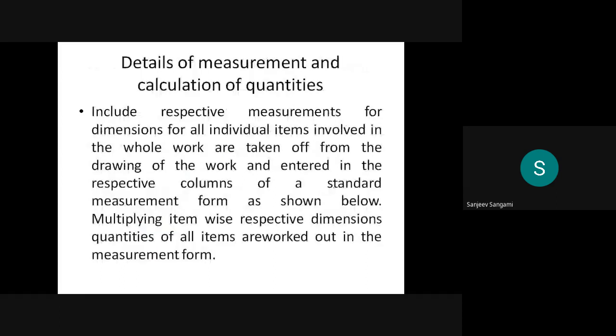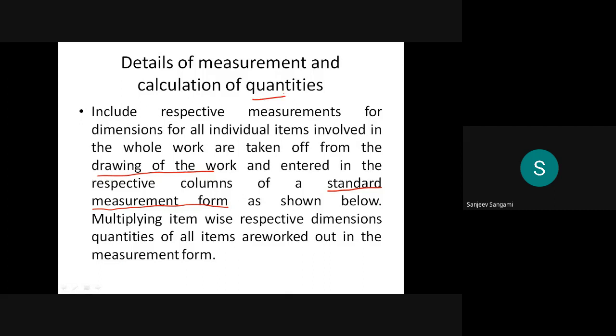So then, detailed measurements and calculation of quantities. It includes the respective measurements for dimensions of all individual items involved in the whole work, taken off from the drawings of the work and entered into the respective columns of the standard measurement form as shown below. It is better to follow the same format in almost all projects, because whatever dimensions you take, you have to take from the drawings themselves. Then by multiplying each of those dimensions, we arrive at the quantities.